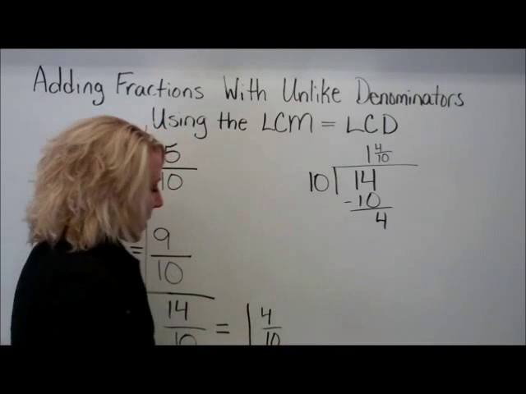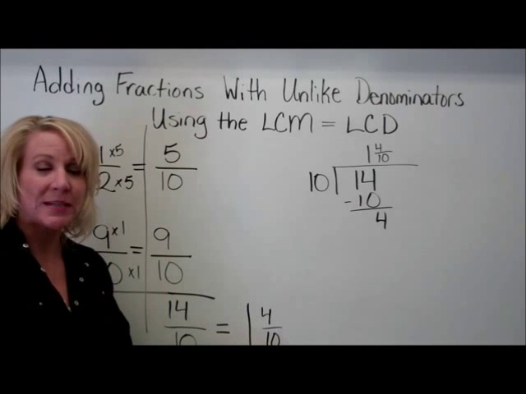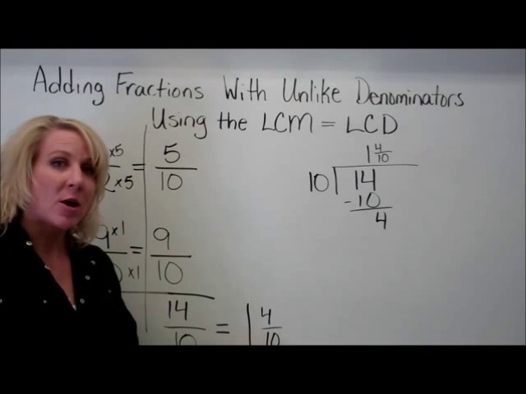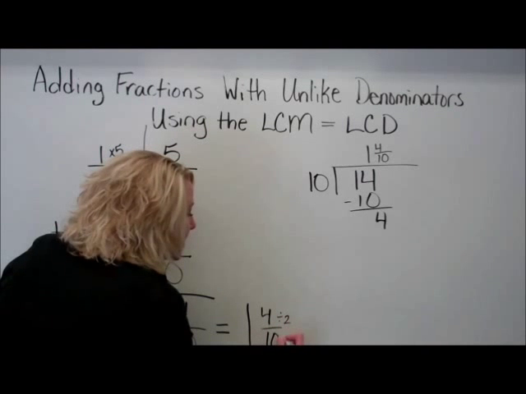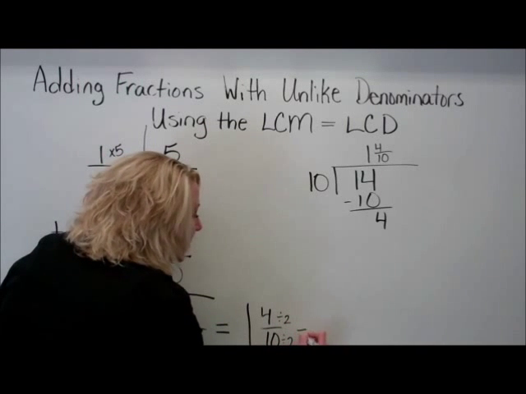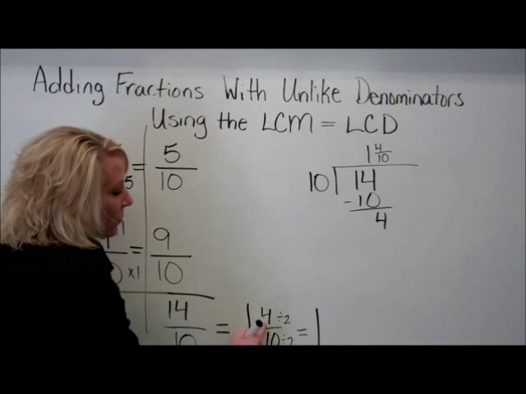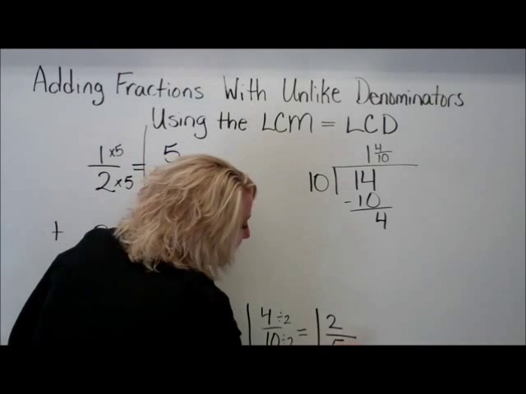Now, in this problem, we have to still look at this fractional part and see if it can be reduced, and it can. We can reduce 4 tenths using the common factor of 2. So we divide the numerator and the denominator by 2, and we keep our 1 whole, that stays there. 2 divides into 4 2 times, and 2 divides into 10 5 times.